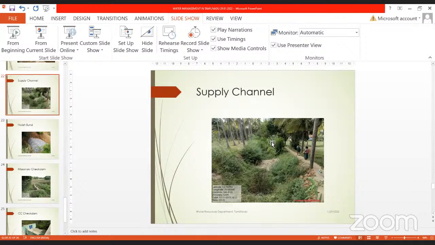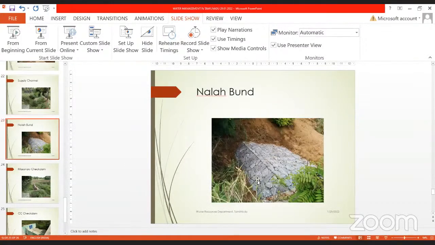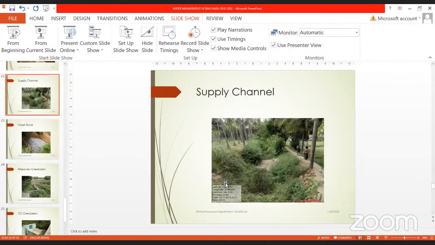This is one of the supply channels. This channel is presently dry, but it is feeding a tank. So if we can provide a lot of Nalla Bunds, maybe at a gap in the range of 100 to 200 meters, it will run and it will recharge. Basically, if you see the Nalla Bund, the height is very small, around 30 to 50 centimeters. So only 30 to 50 centimeters of water we are trying to stack behind this, and in the process it will recharge in the same channel itself.